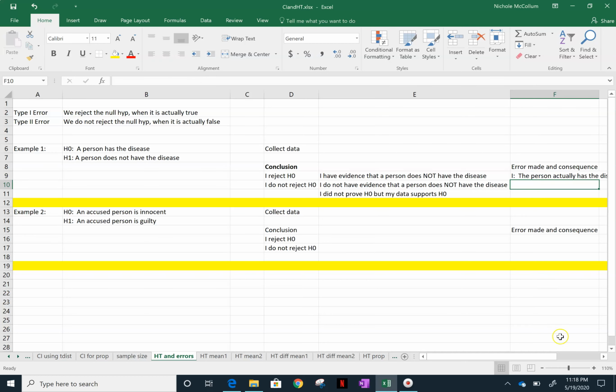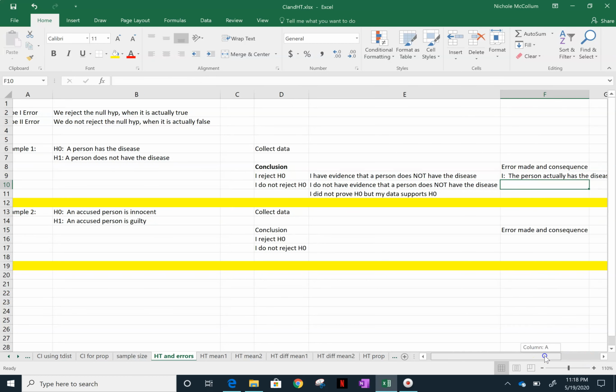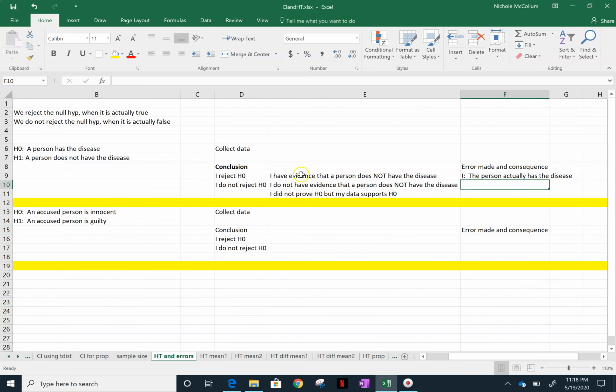And that would be a type 1 error because you came out and said, I reject. I have evidence the person doesn't have it. But down the road, the test came out as a negative, but really it was a positive. Wow, some big issues, right? Let's look at error 2. Well, what is error 2? Well, error 2 is you do not reject when actually it's false.